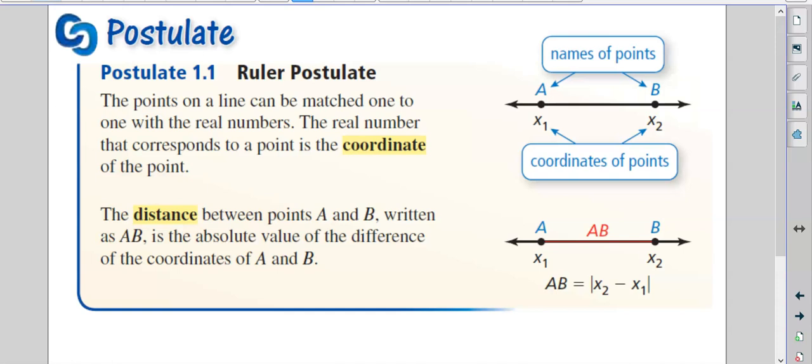Again, if it's going too fast, just hit pause. All right, ruler postulate. The points on a line can be matched one-to-one with real numbers. The real number that corresponds to a point is the coordinate of the point. Okay, so the distance can be written as the absolute value of the difference. So we can just subtract the two numbers and take the absolute value.